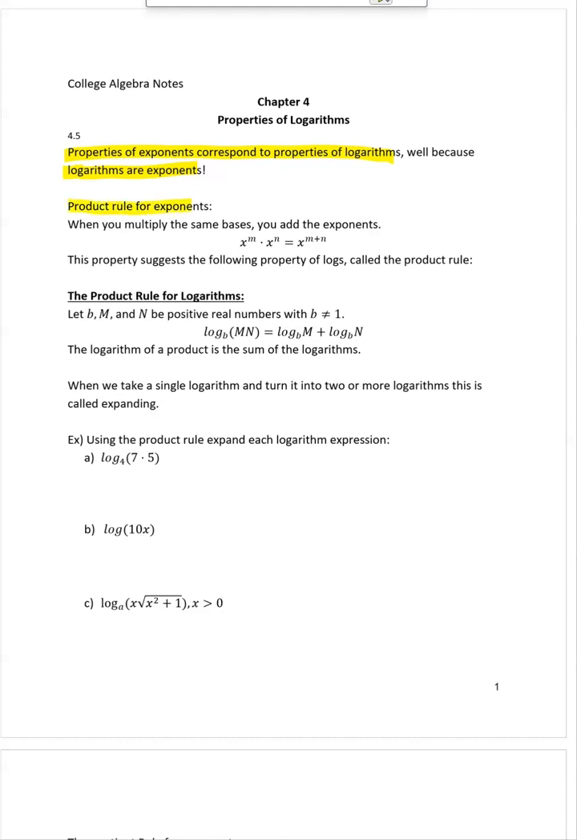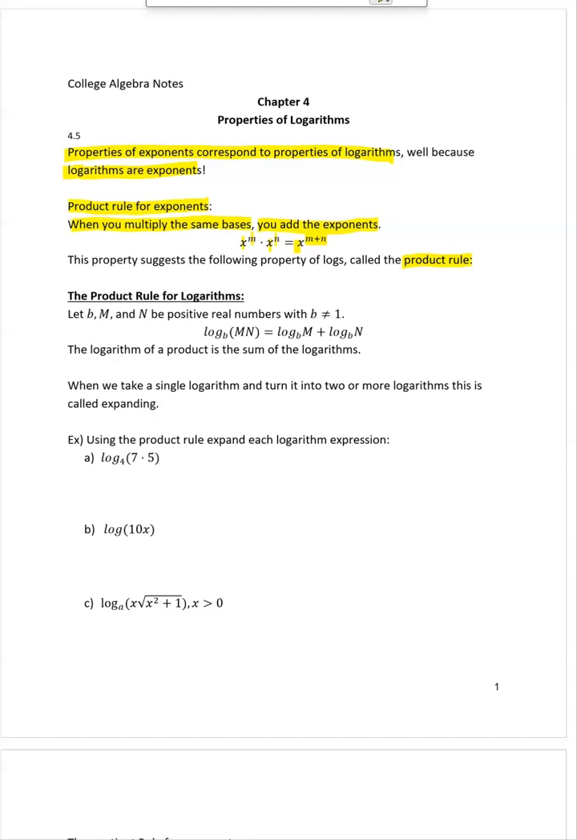So the product rule for exponents: when you multiply the same bases with exponents, you add the exponents, right? So if you have x raised to the m times x raised to the n, you have the same bases, so you add the exponents, which equals x raised to the m plus n. Now this property suggests the following property of logs, which is called the product rule.